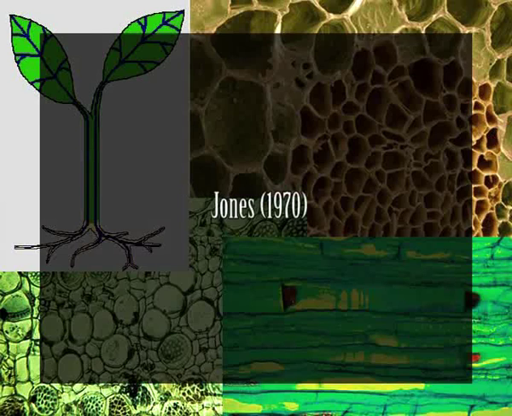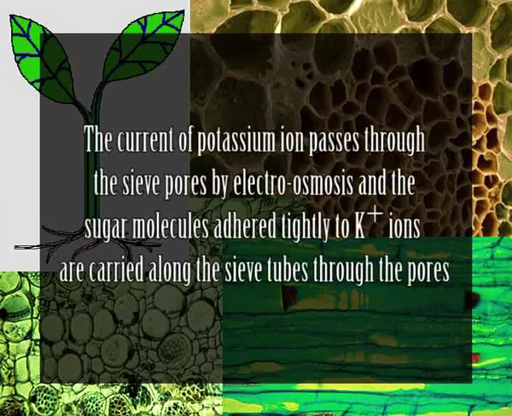Now, electroosmotic theory. Jones in 1970 suggested that an electroosmotic mechanism may account for the translocation of sugars in the sieve tubes. This theory explains that the current of potassium ions passes through sieve pores by electroosmosis and the sugar molecules adhered tightly to the K-positive ions are carried along the sieve tubes through the pores. But there is no experimental support for this theory.